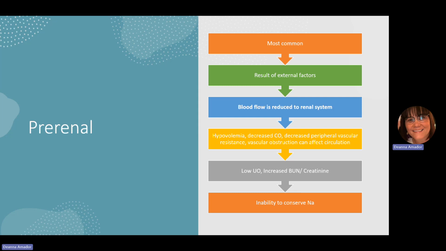If you could think about that high hemodynamic change there, and a vascular obstruction, which would cause decreased blood flow, can affect the circulation. So you would have a low urine output, your BUN and creatinine, your kidney function test, then would begin to rise, and you would have an inability to conserve sodium. So again, pre-renal, this is the most common cause of AKI, result of like external factors.